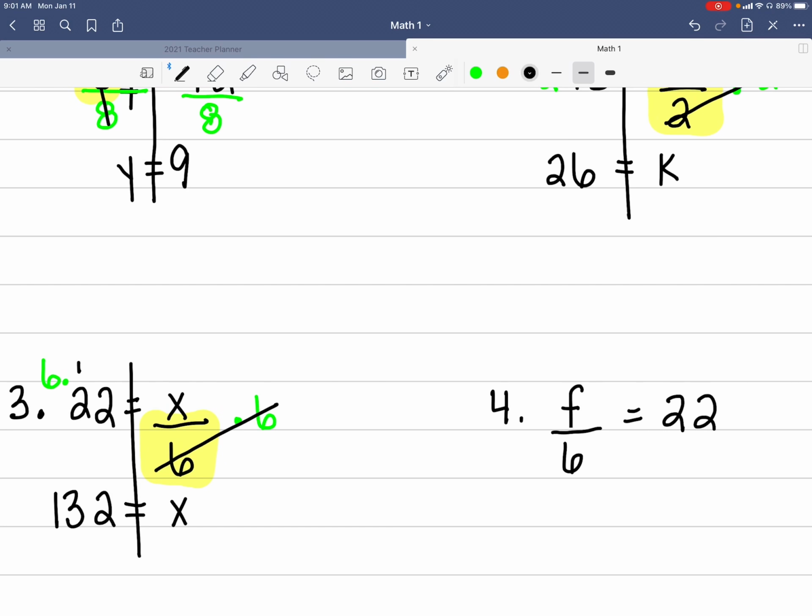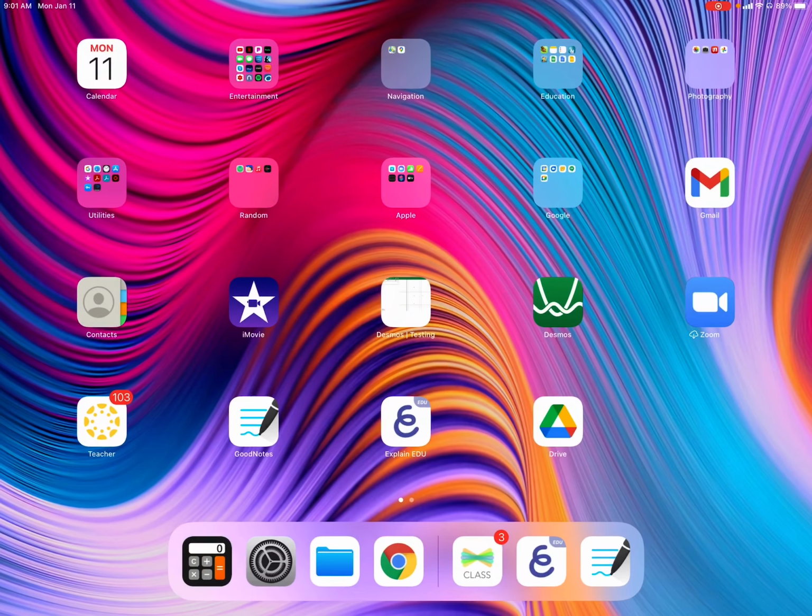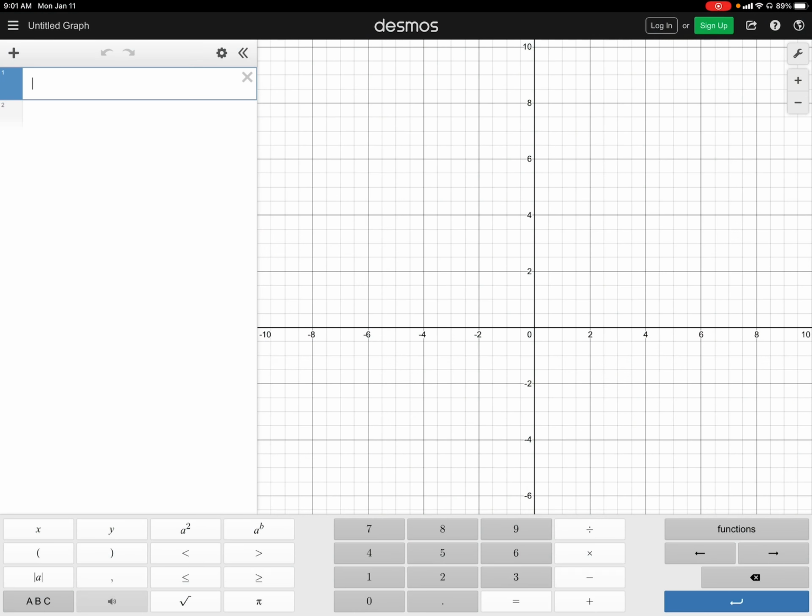And again, you can check this if you want to use Desmos. So pull Desmos up and you can look at what you have. So Desmos is the version that is going to be on your EOC. So if I do 132 divided by 6, that's going to give me 22, which was exactly what we were looking for.